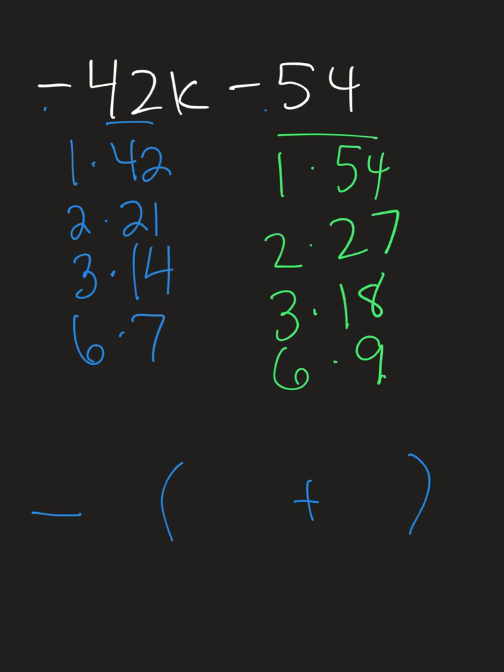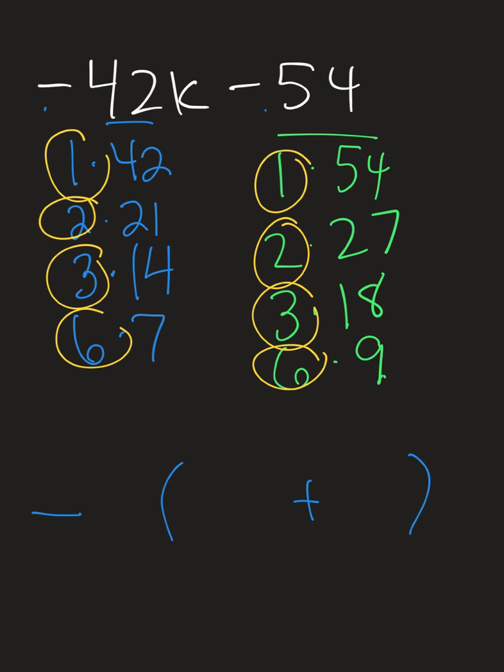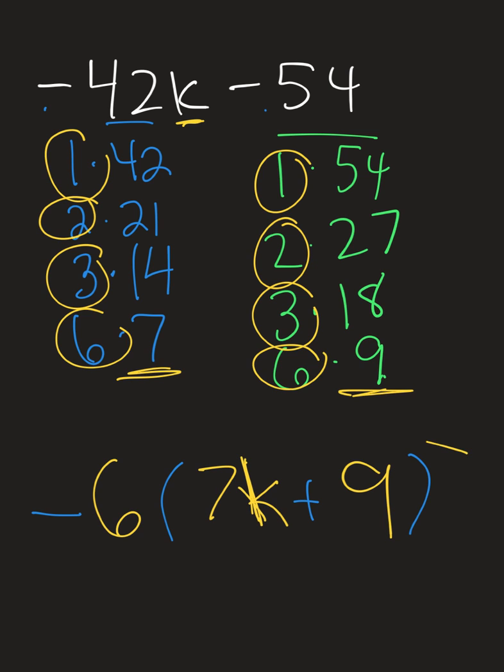So I'm going to circle all my common ones. I see 6 on that list. I see 3, 2, 1, of course. And then beyond that, 6 looks to be my highest. So I'm going to pull a 6 out of there. Now what's left when I take out the 6 is a 7k. Don't forget your k here. And then 6 times 9. And that would be my final factored form.